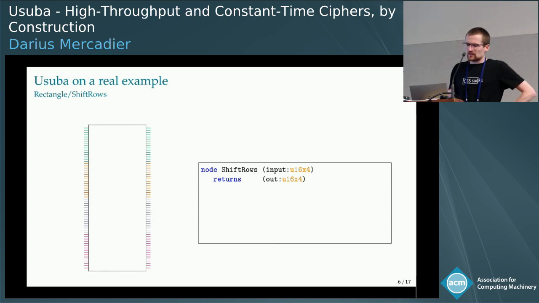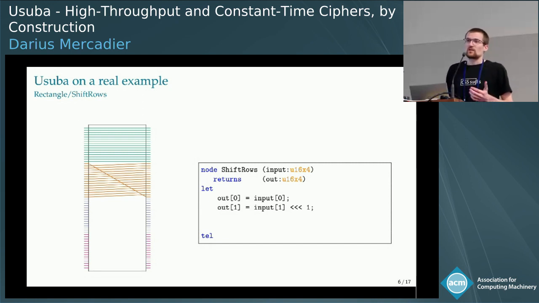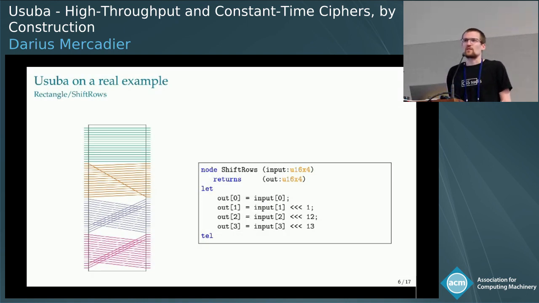So what you are going to do is, instead of seeing your input as a block of 64 bits, you see it as 4 times 16 bits. So that's where the type comes in. You use 16 times 4. And then the 16 first bits of the output are the 16 first bits of the input. The next 16 bits are a left rotation by 1 of the next 16 bits of your input. Then you have a left rotation by 12, and then a left rotation by 13. So it's much more concise and easier to understand what's happening rather than in the C code.